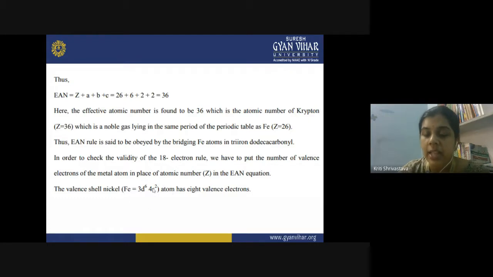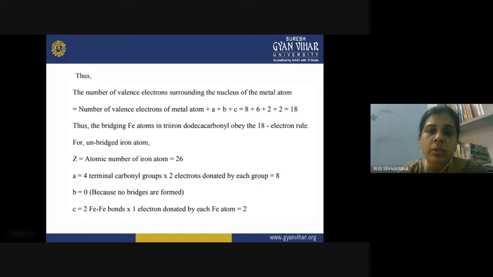Now let us apply the 18 electron rule here. In place of Z, we put the number of valence electrons. So total number of valence electrons plus A plus B plus C: 8 plus 6 plus 2 plus 2. So we have a total of 18 here. Therefore, you can say the bridging iron atom in the tri-iron dodecarbonyl also obeys the 18 electron rule. So we have seen that the bridging irons present in this type of polynuclear carbonyl both obey the 18 electron rule as well as the EAN rule.